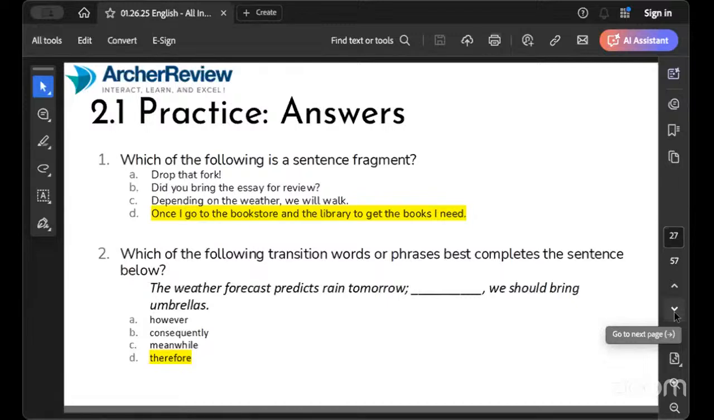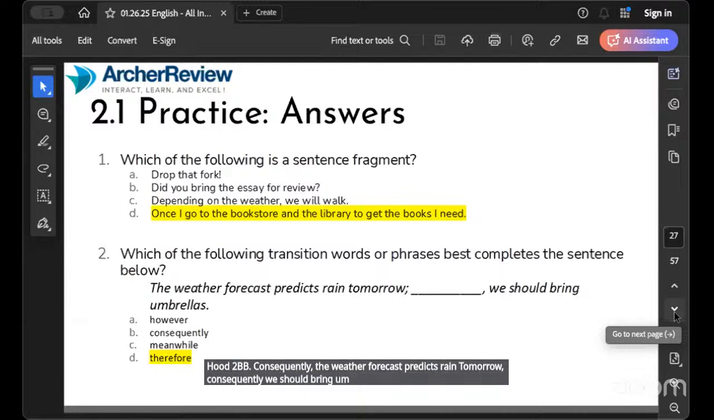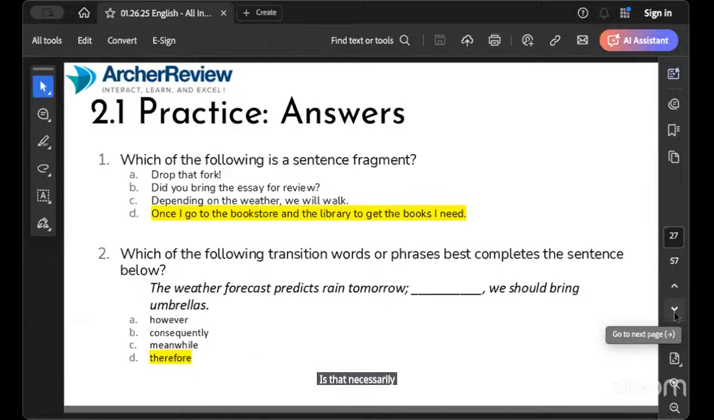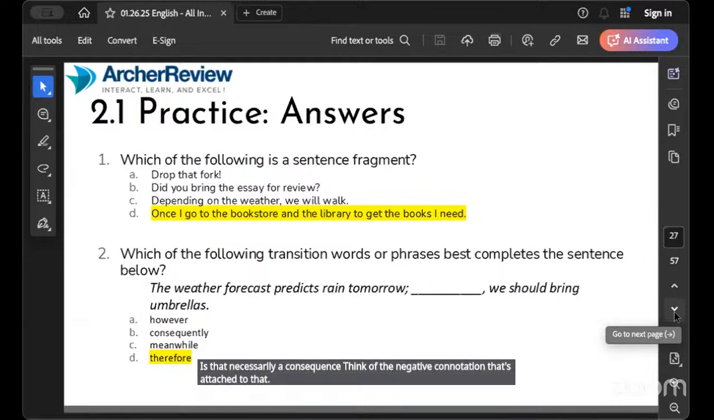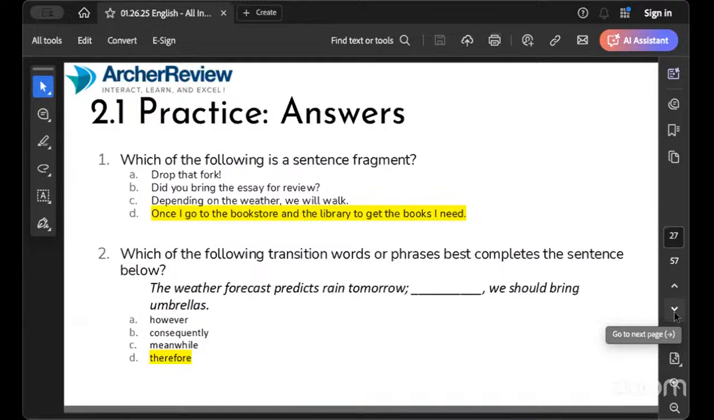Could 2B be: "Consequently, the weather forecast predicts rain tomorrow. Consequently, we should bring umbrellas." While that one does initially sound like it would work, with "consequently," you have to think about "we should bring umbrellas." Is that necessarily a consequence? Think of the negative connotation that's attached to that. So, is it negative?